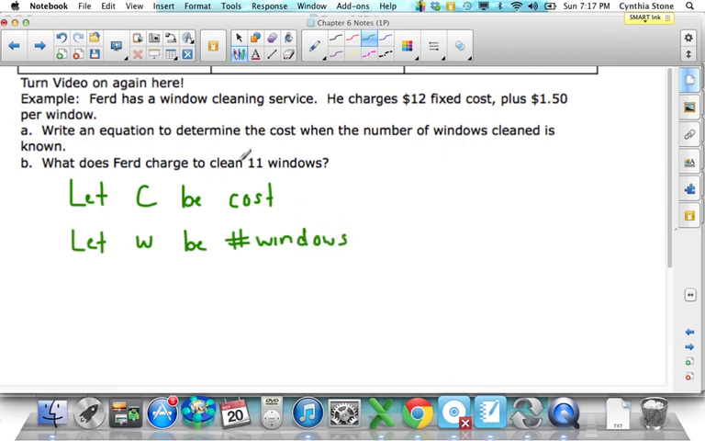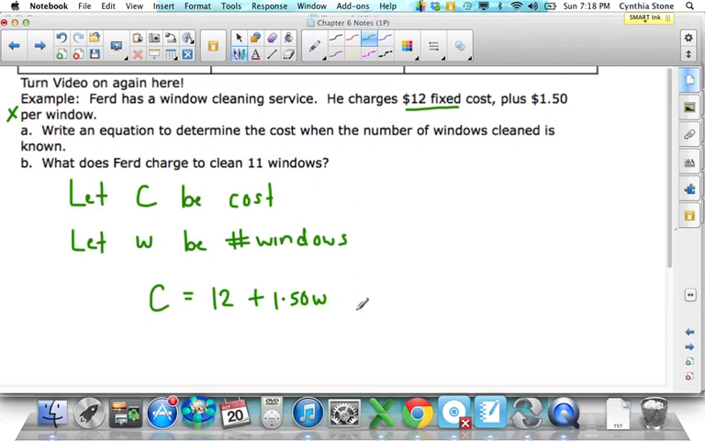So write an equation to determine the cost when we know the number of windows. So C is what we're looking for, equals. So here it says he has $12 fixed. That means the $12 is no matter what. Okay, so I'm going to write 12 right away because that's no matter what. And then plus $1.50 per window. Well, when you say per, that's another way of saying multiply. So all that means then is plus 1.50 W, times W. So remember, when you write a letter, it's implied that's a multiply. Okay, so that's the equation.